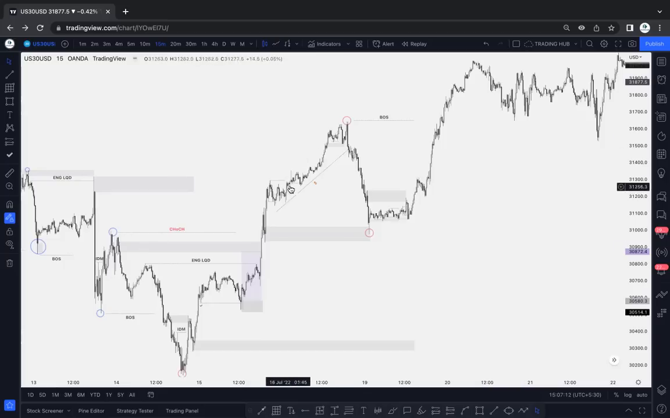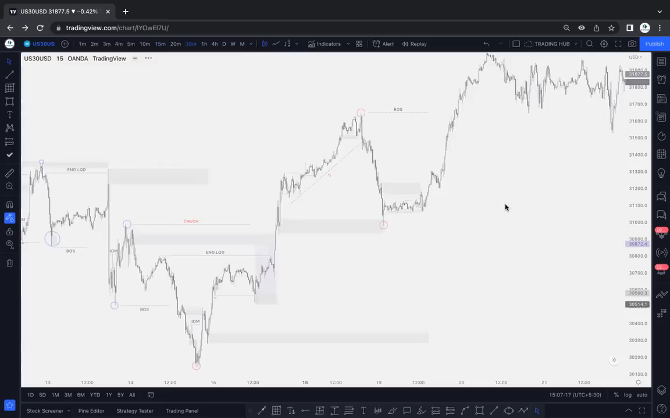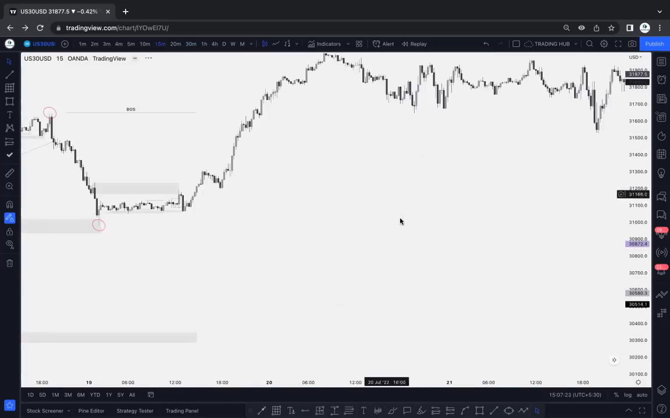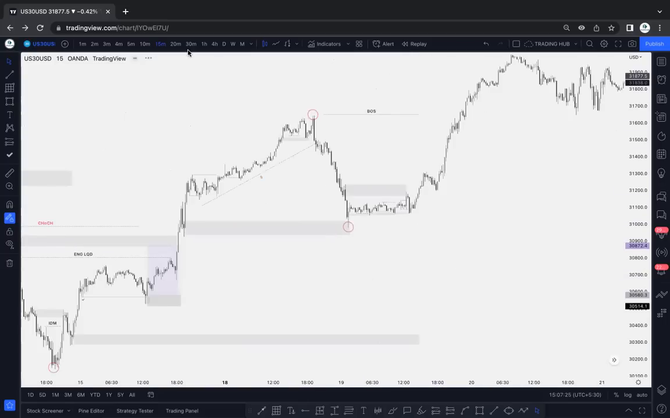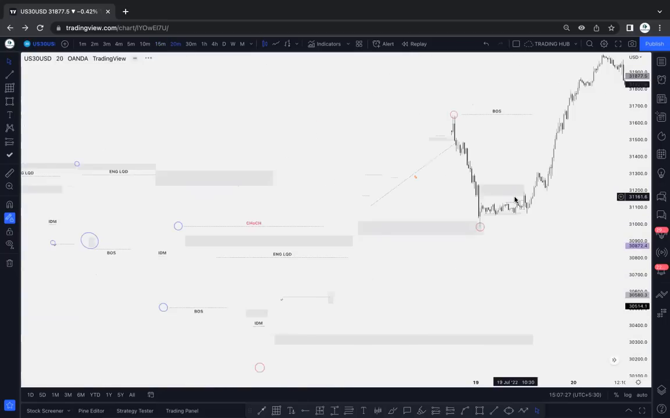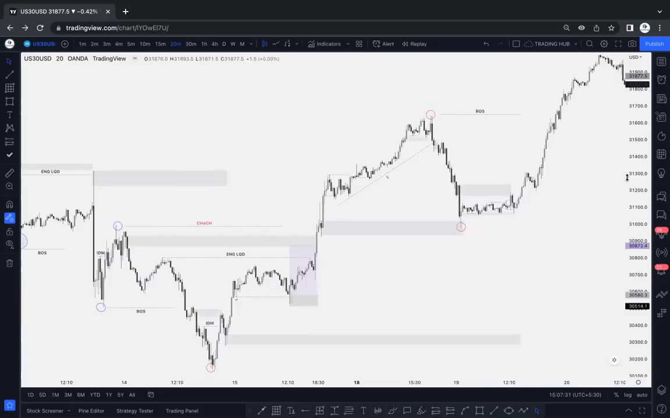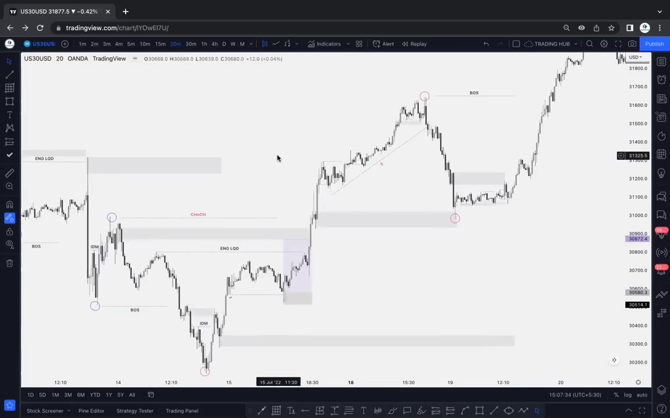Okay, let me check in a little bit higher time frame. I think you can switch to a little bit higher time frame to see a clean picture. I think this will help you a lot to show you exactly whether this is a valid inducement or not.